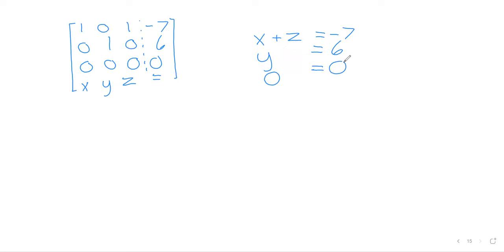0 equals 0. And if we get an equation 0 equals 0, that's not telling us anything useful. We're just going to delete that equation. We're going to ignore it.